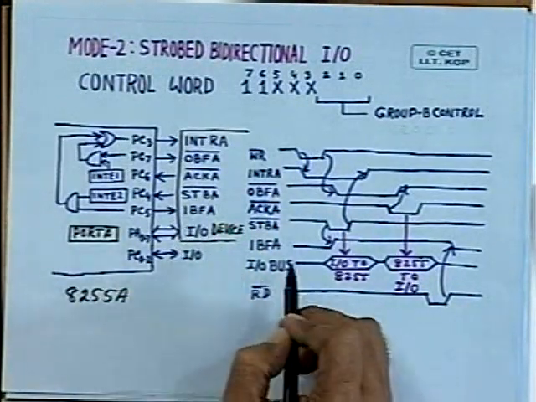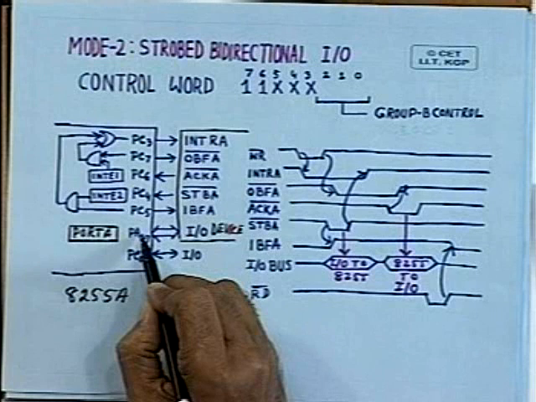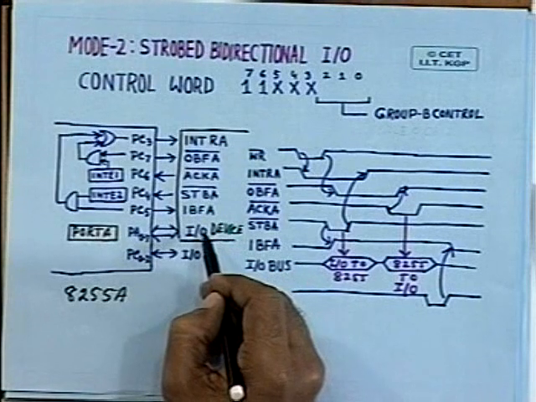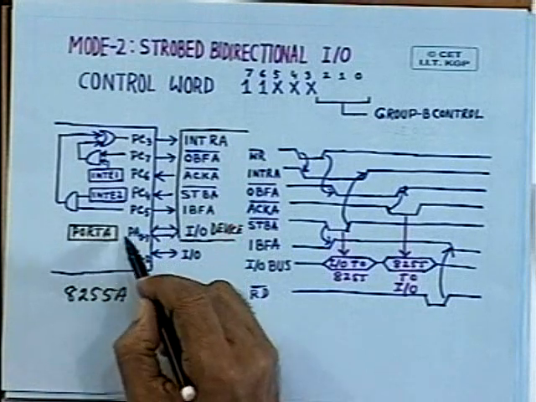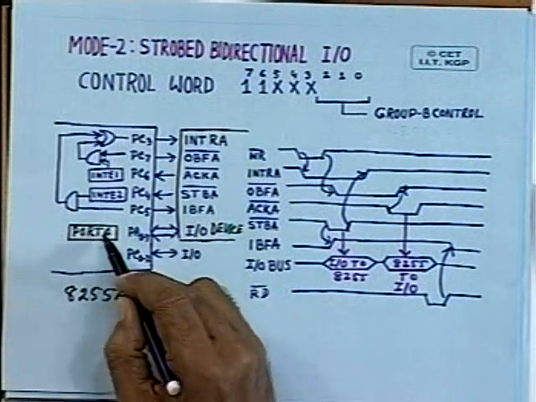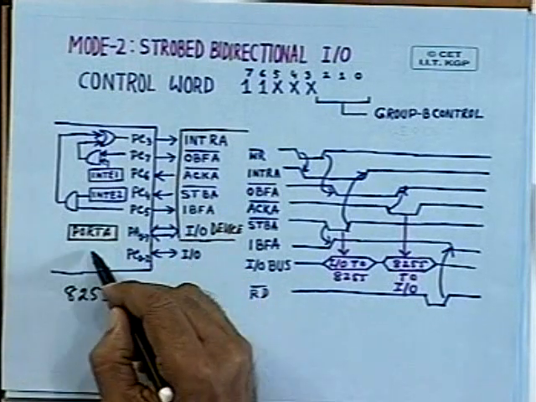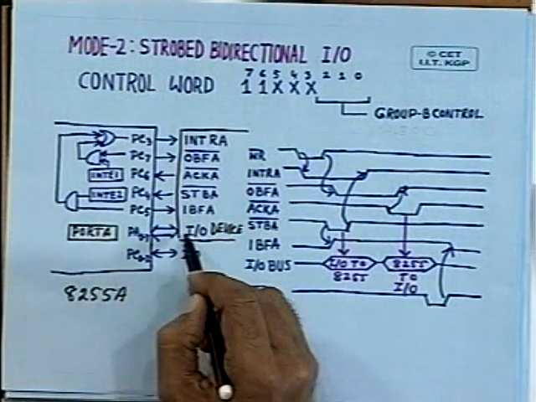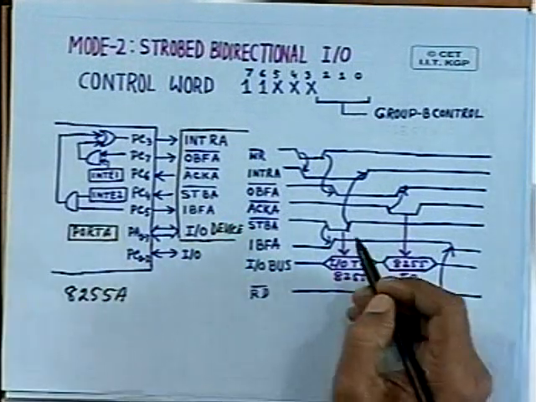Now, the same bus can be used to transfer data in the reverse direction. Let's see how it can be done. Suppose the I/O device is sending a byte of data through this port to this particular port A register. Inside, there are actually two registers, one for the direction from 8255 to I/O and another from I/O to 8255. So don't think that the same register is being used. Internally there are two registers, but the address is the same.